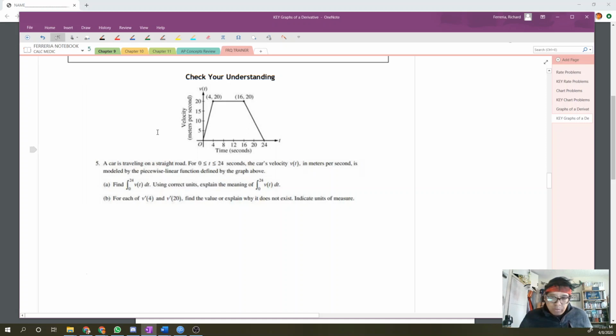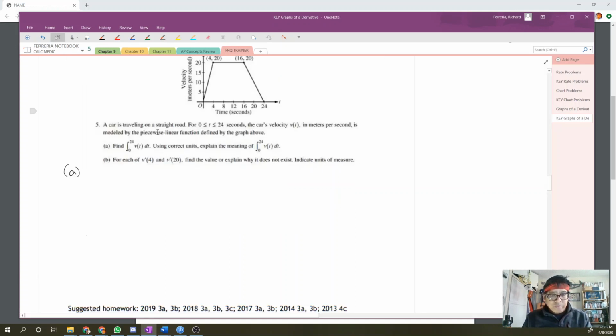Or if you think about it the way that I'm trying to get you to think about it, that is a graph of the derivative of position. I know that in your brain you're thinking, yeah, of course, the velocity is a derivative of position, but you really got to approach it as this is the derivative of something. So the first part, part A, find the integral from 0 to 24 of the velocity function. Use correct units to explain the meaning of that integral.